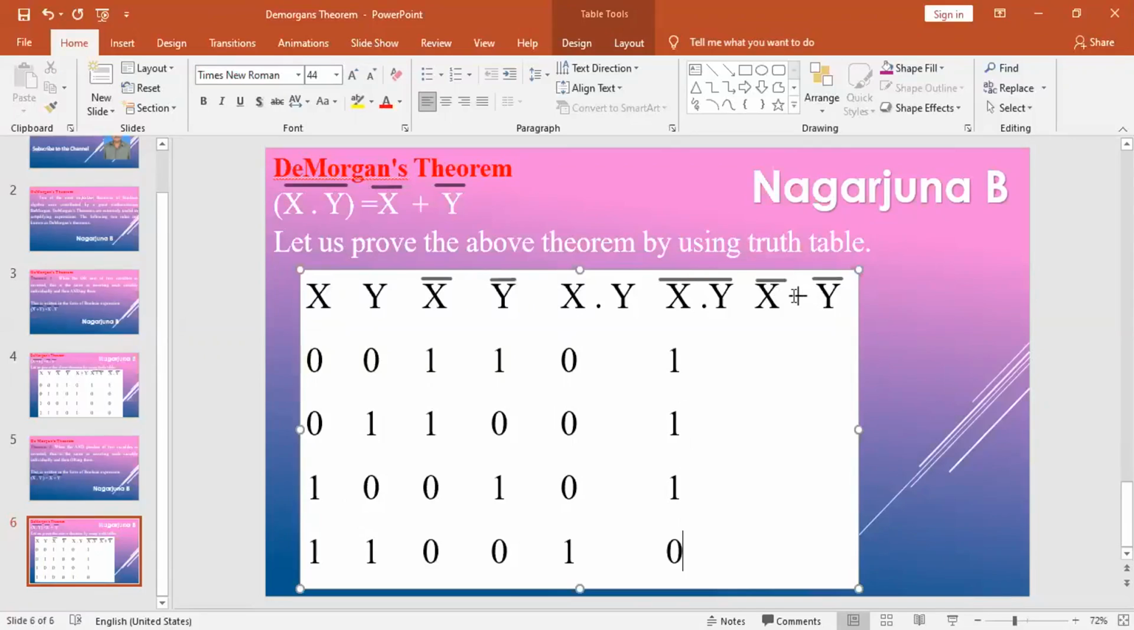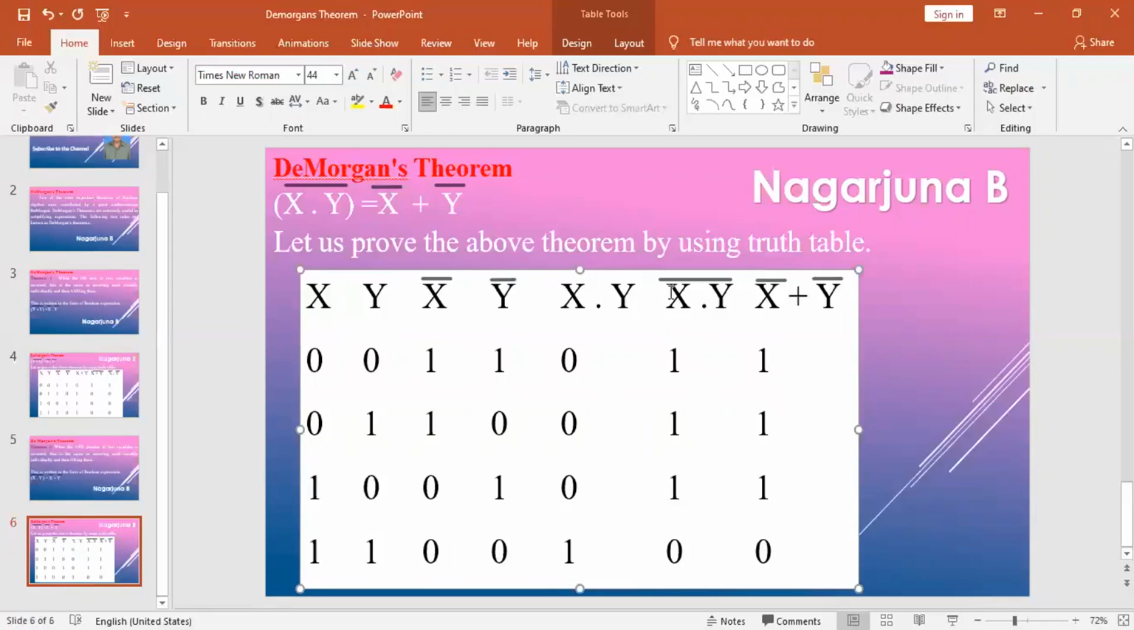Next, we need to find x bar plus y bar. So x bar values are here, and y bar values are here. You need to find the sum of these two values. So 1, 1 will be equal to 1, because when we perform the ORing, the output will be 1 if either one of the inputs is 1. When both the inputs are 0, then the output will be 0. So here 1, 1, therefore 1. Then next is 1, 0, it will be 1. Next is 0, 1, so it will be 1. 0, 0: here both the inputs are 0, therefore it will be equal to 0.